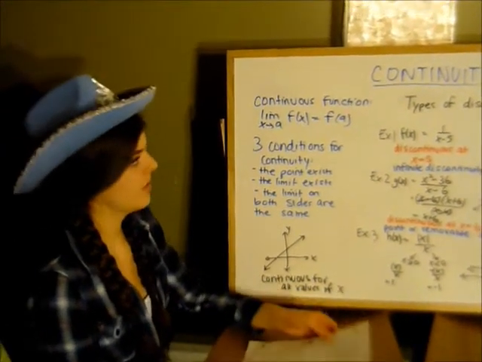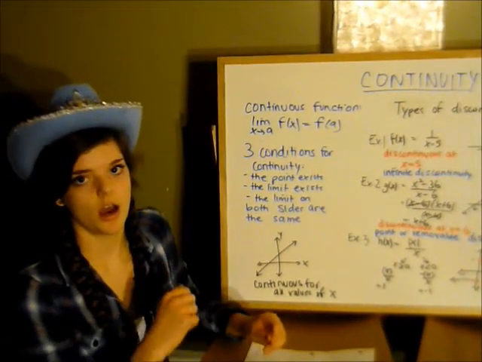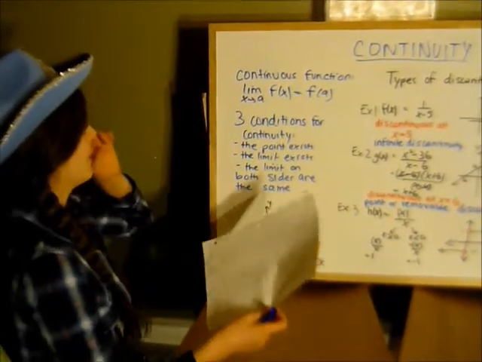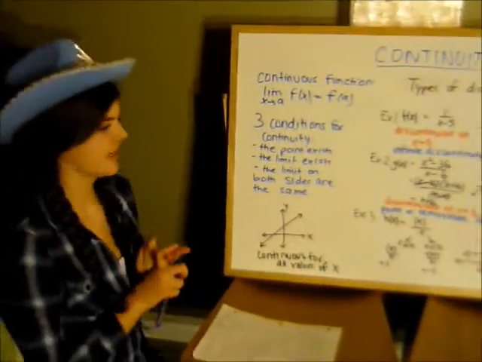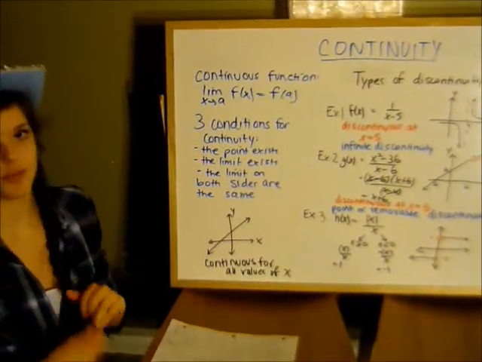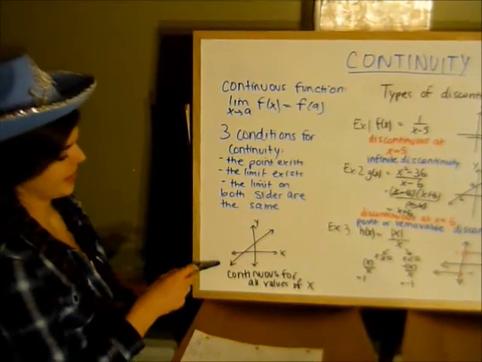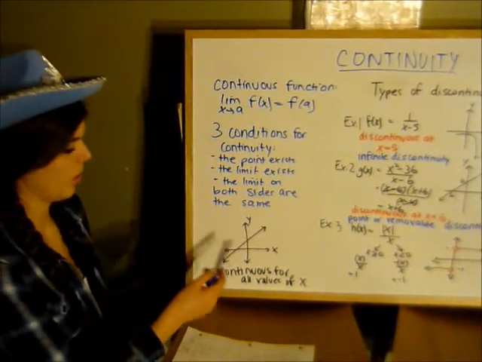A trick to know if a function is continuous is if it can be drawn with your pen or pencil without lifting it up from the paper. There are three conditions for continuity: the point has to exist, the limit exists, and the limit on both sides of the point has to be the same. The example here is a simple linear function, and it's continuous. There are no holes or gaps.